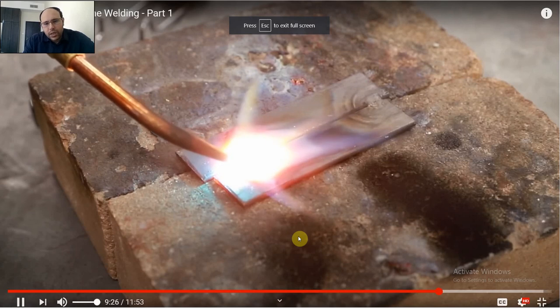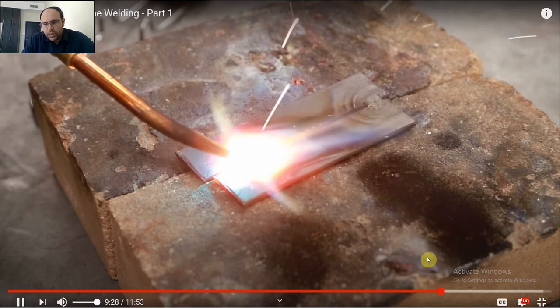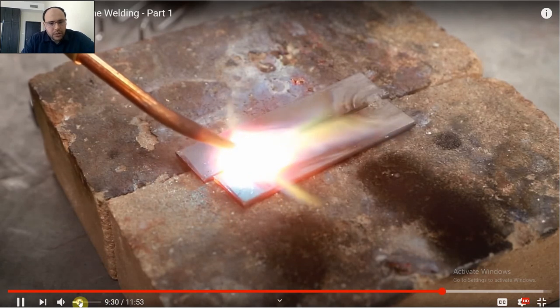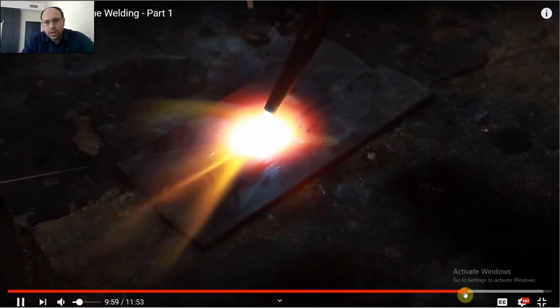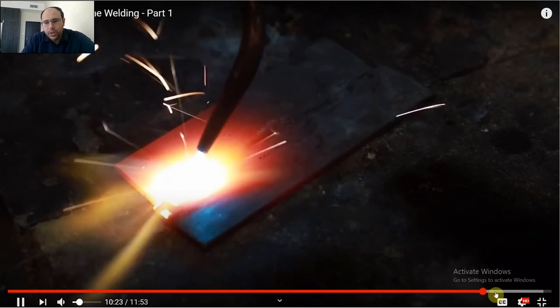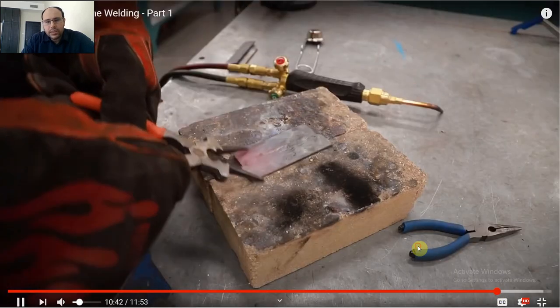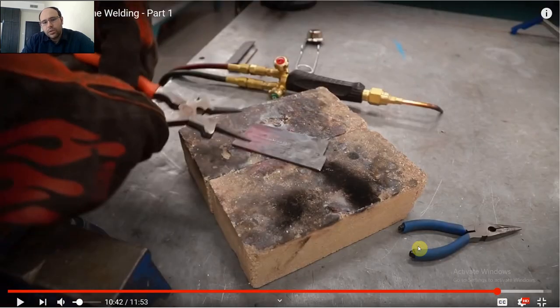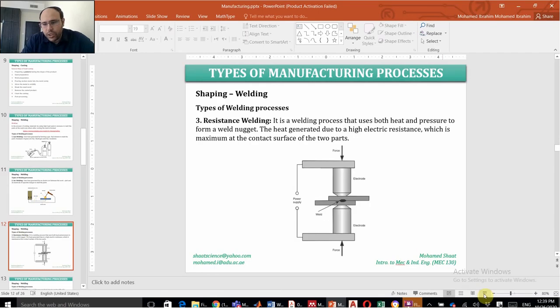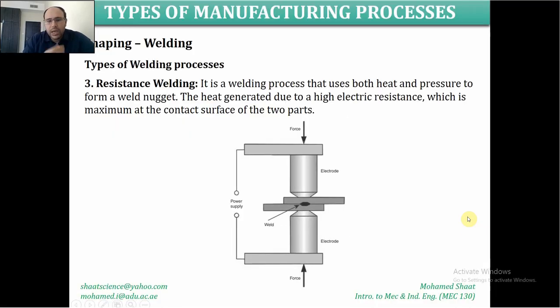So welding till he finished the product. Here it is. Till he will finish the product, it will be welded as like a single piece in that case. So this is the basic idea of the gas welding. Another type of the welding process is resistance welding. It is kind of similar to the other methods, but also it generates heat and pressure.